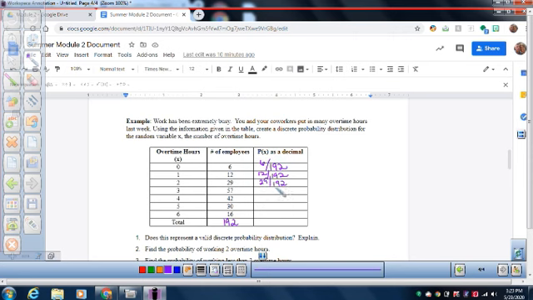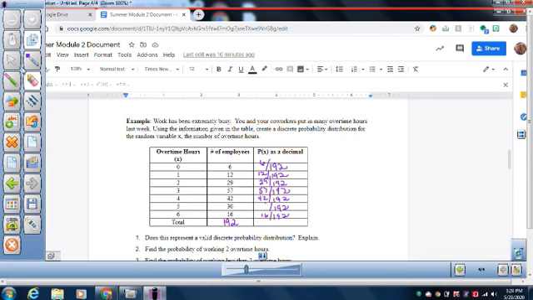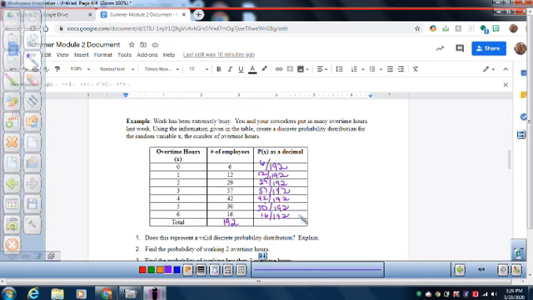29 out of 192. 57 out of 192. 42 out of 192. Make sure that looks like a 9. 30 out of 192, and 16 out of 192. And all of those should add up to 192 out of 192. And you can go ahead and divide that, and write those as decimals if you choose.